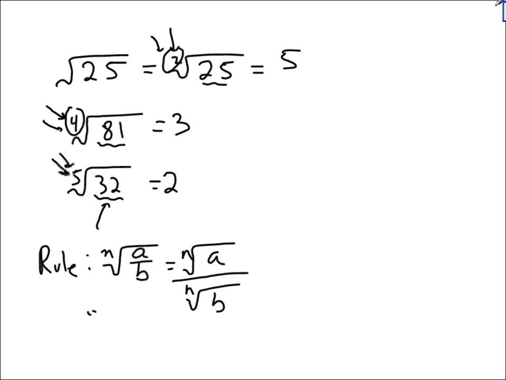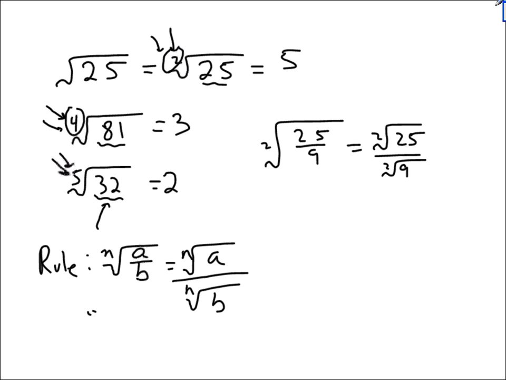That is, if somebody asks you, what is the square root of 25 over 9? Remember, there's an understood 2 there, whether you write it or not. The rule says you can take the second root of the top, and the second root of the bottom. You don't want to write the 2, don't write it. The square root of 25 is 5. The square root of 9 is 3. The answer is 5 over 3.